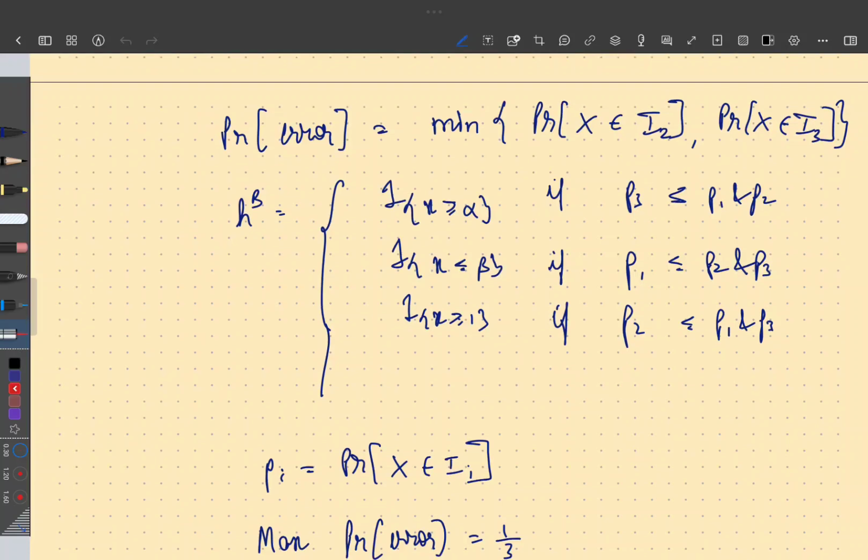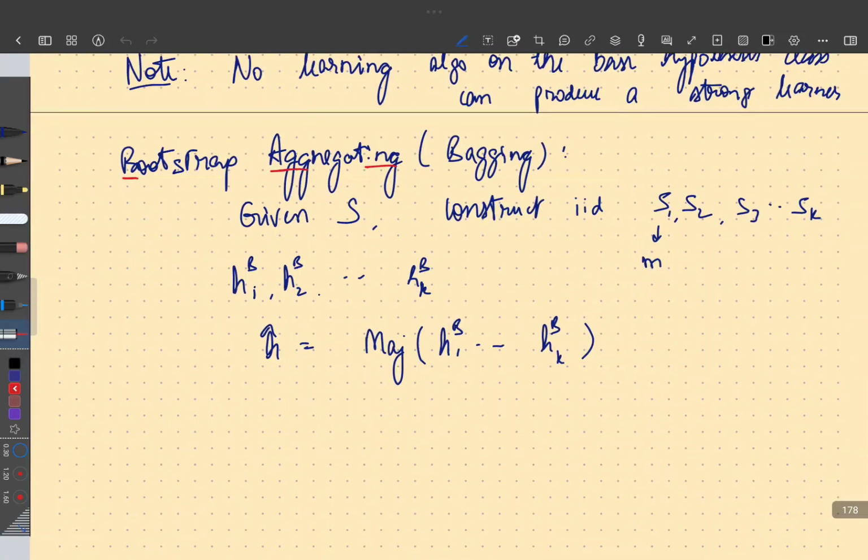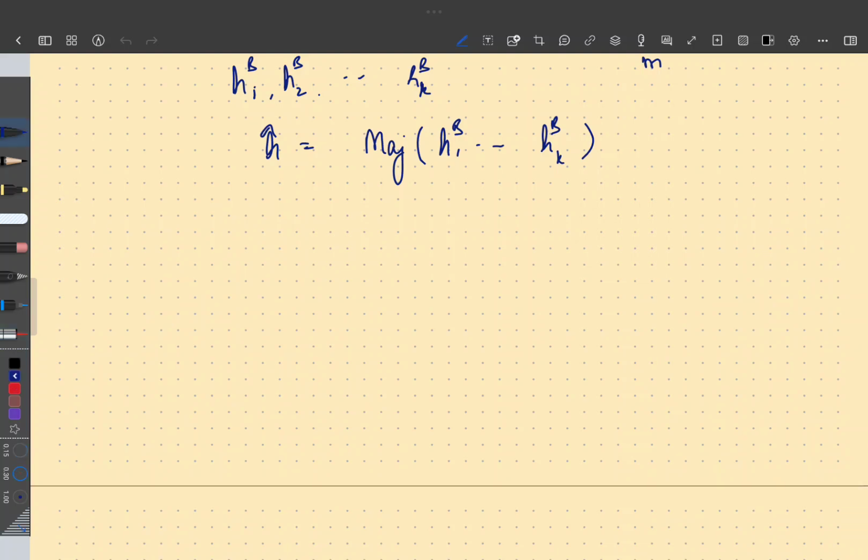So the question is, can I somehow combine, whatever it means to combine, base classifiers to produce a much more complex classifier? All right, and one such way of combining base classifiers is what is called bootstrap aggregation, also referred to as bagging. So to understand this, let's again take the base classifier.